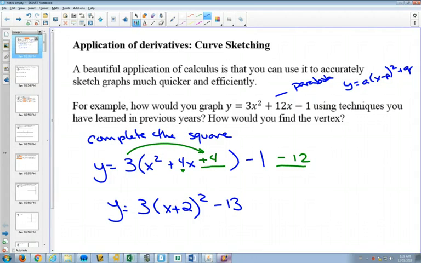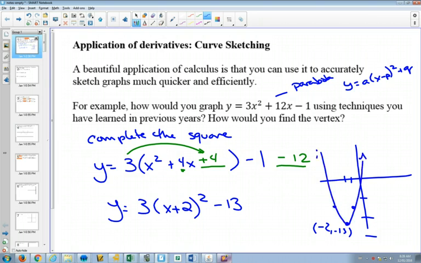So then we change it into that form, and you would know that the vertex is at (-2, -13). And since there's a 3 in front, you could go over 1, up 3, over 1, up 3, and graph your parabola. So that's our method from previous years for finding the vertex, completing the square.